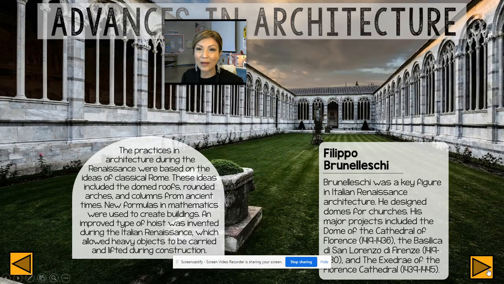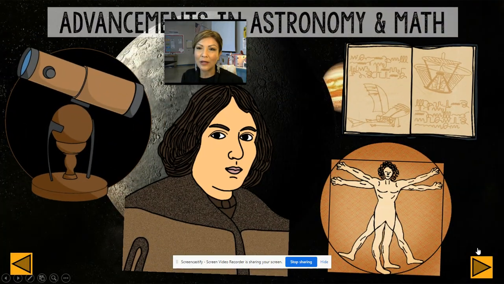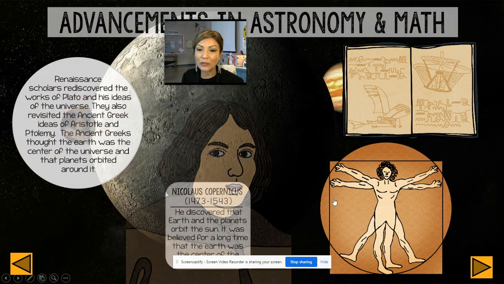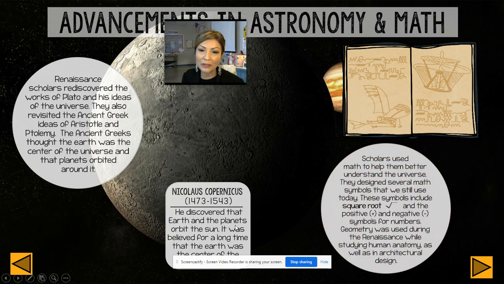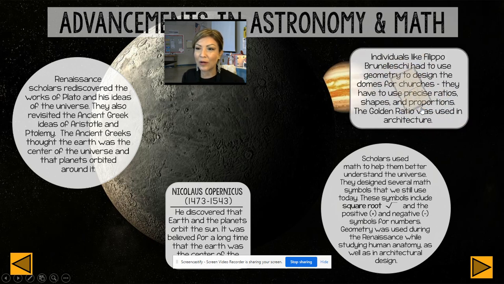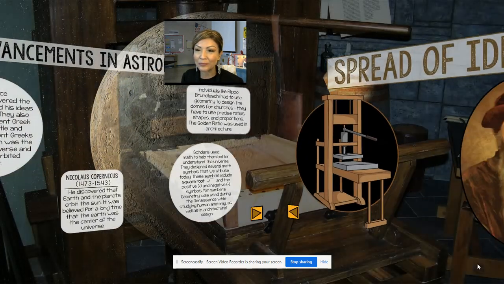So you'll learn about advances in architecture, advances in astronomy. So this is why astronomy, Nicholas Copernicus, is something that we should have learned about earlier in the school year, but because of COVID, there are some things that we weren't able to discuss very in depth, but we will be talking about Nicholas Copernicus. So he discovered that the Earth and the planets orbit the sun. It was believed for a long time that the Earth was the center of the universe. So we'll talk about that today.